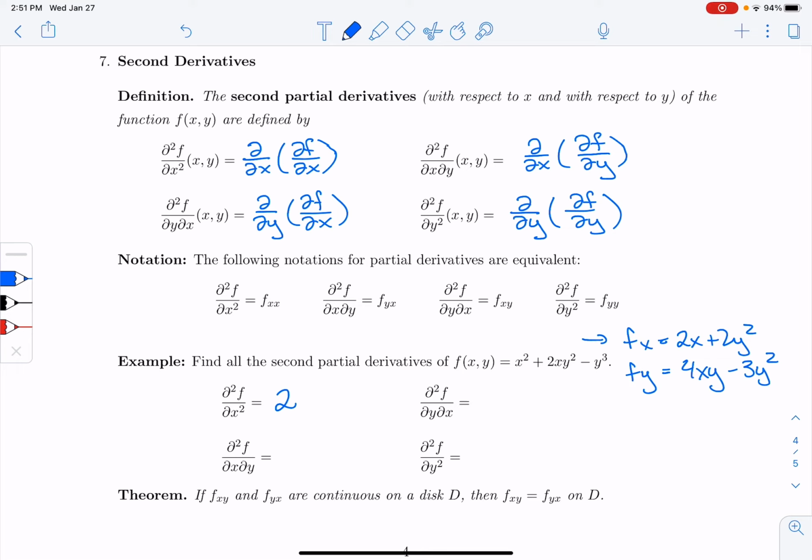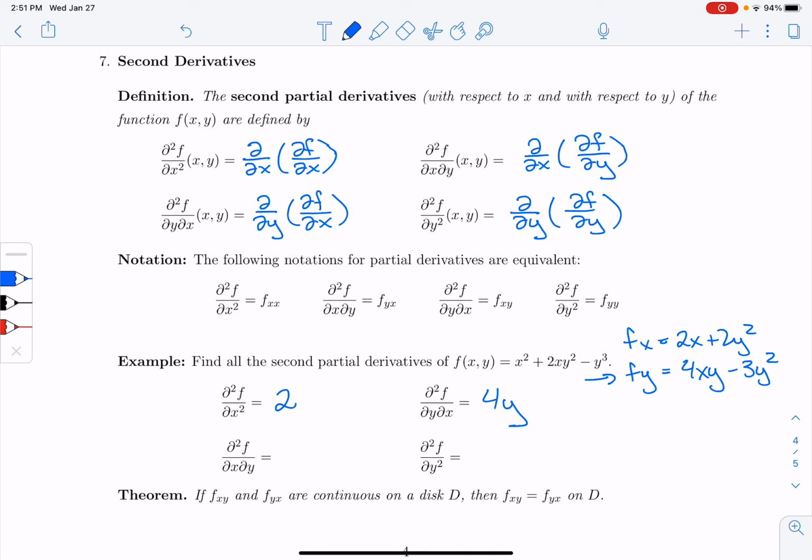Okay, now let's take the derivative of the same function, but with respect to y. So the derivative of 2x in this case is 0, but the derivative of 2y squared is in fact 4y. So x was constant, and y was my variable there. Okay, now let's look at the y derivative. Let's take the derivative of that with respect to x.